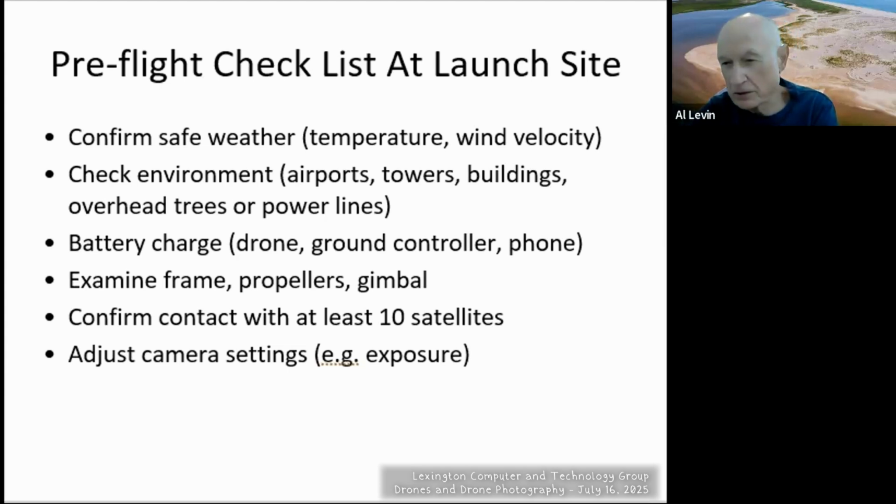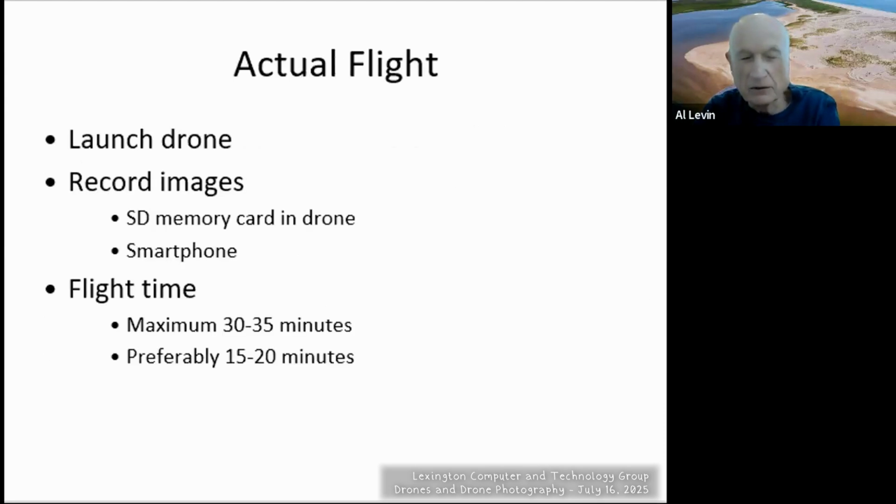You examine the physical condition of the drone. This takes seconds. Okay? And as I said earlier in this talk, you turn the drone on, and then you will be given on your iPhone screen the number of satellites. You adjust your camera depending on the exposure. If it's a cloudy day, you increase the exposure, etc. You launch the drone. You take pictures.